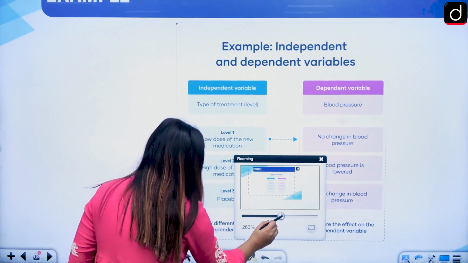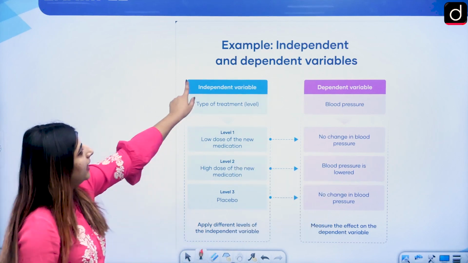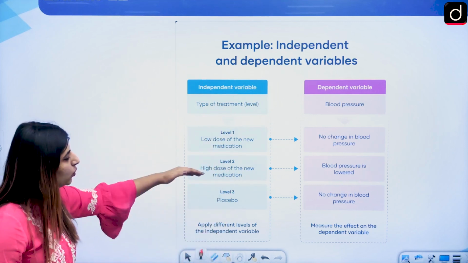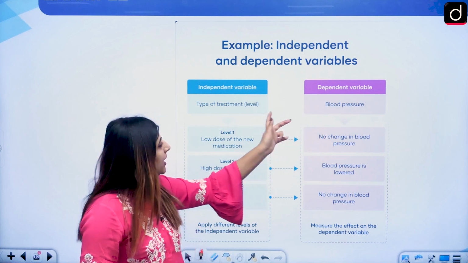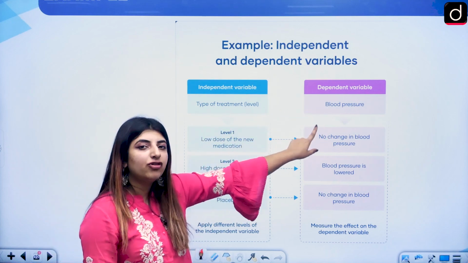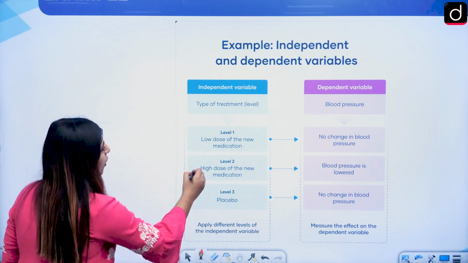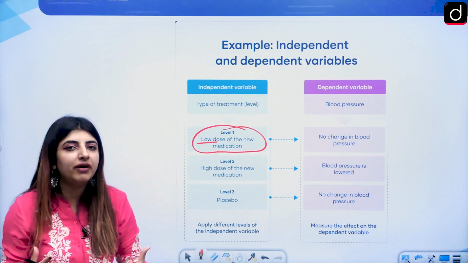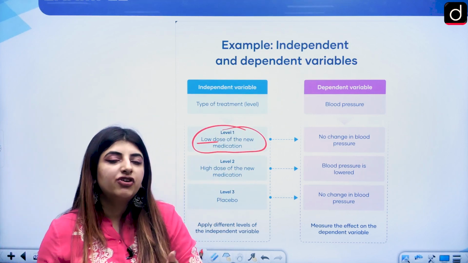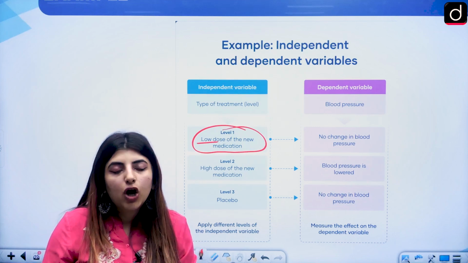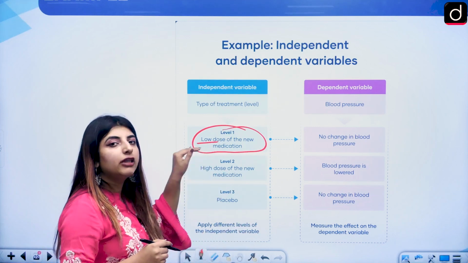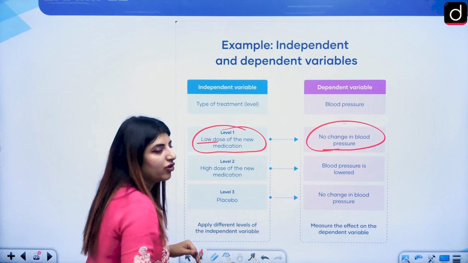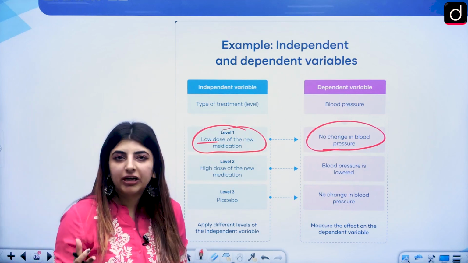you all can see this very image, right? Example of independent and dependent variable. So here is the type of treatment on level 1, 2 and 3, and we are going to see the effect of treatment on the blood pressure of the patients, right? So of course, level 1 is a low dose of the new medication. There is a new medication in town, which is going to be tested on the blood pressure of people. So of course, if I am giving the low dose of the medicine to the people, I see that there is no change in blood pressure because the dose is not sufficient enough, right?